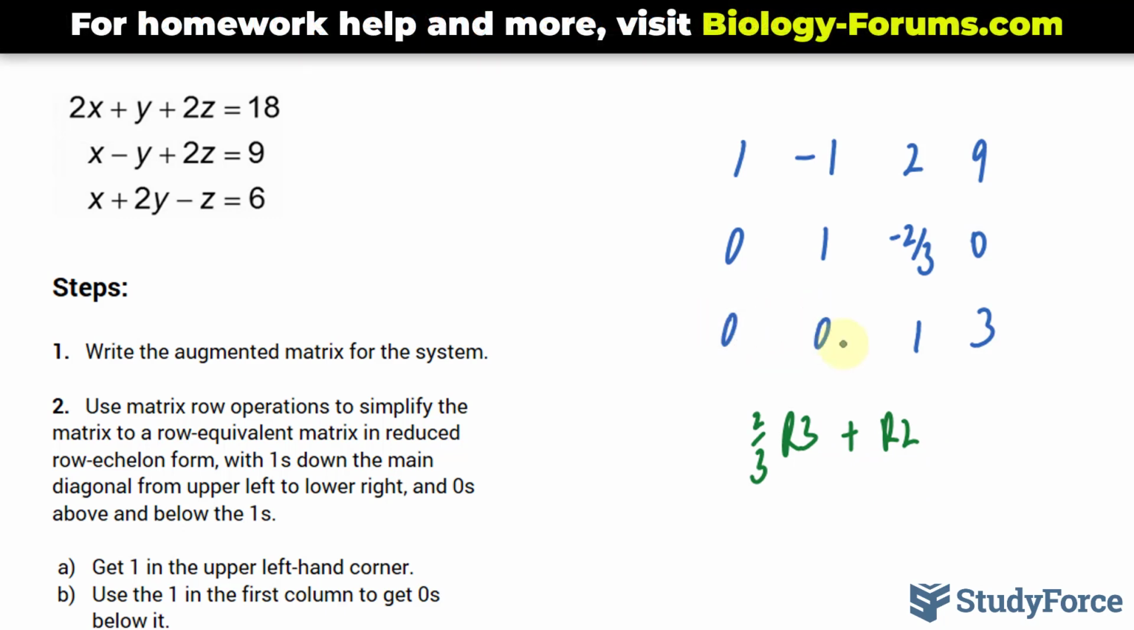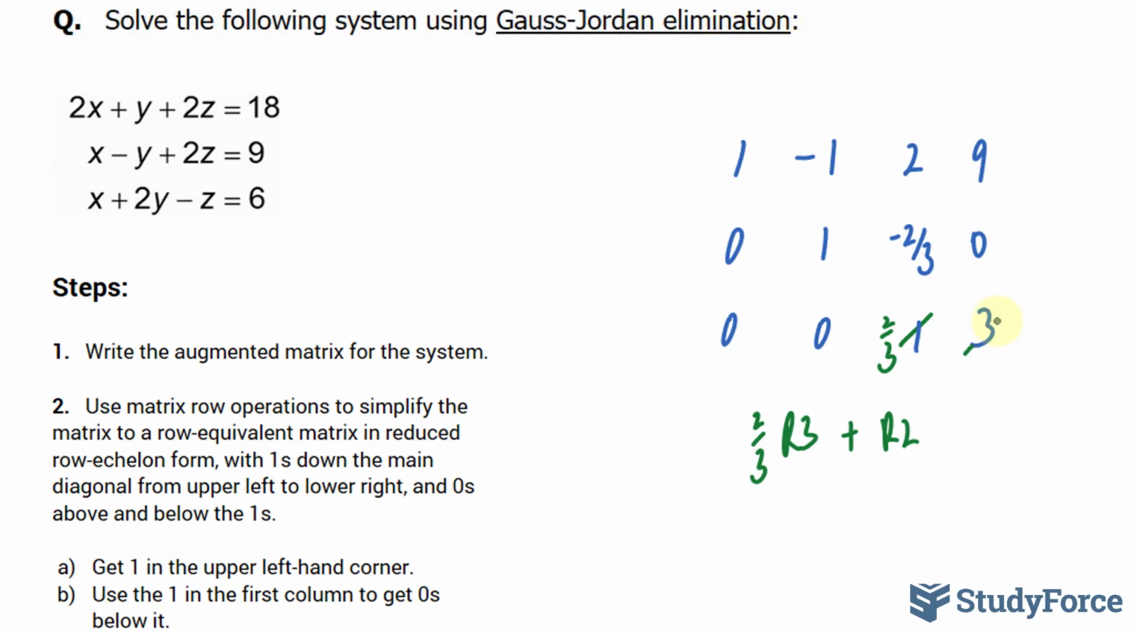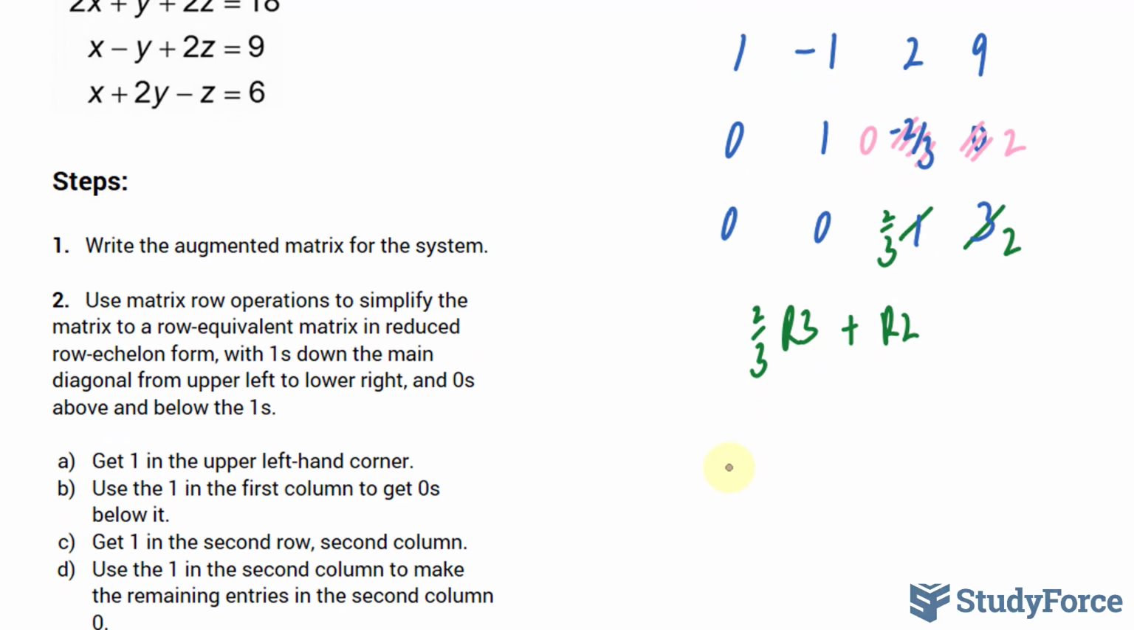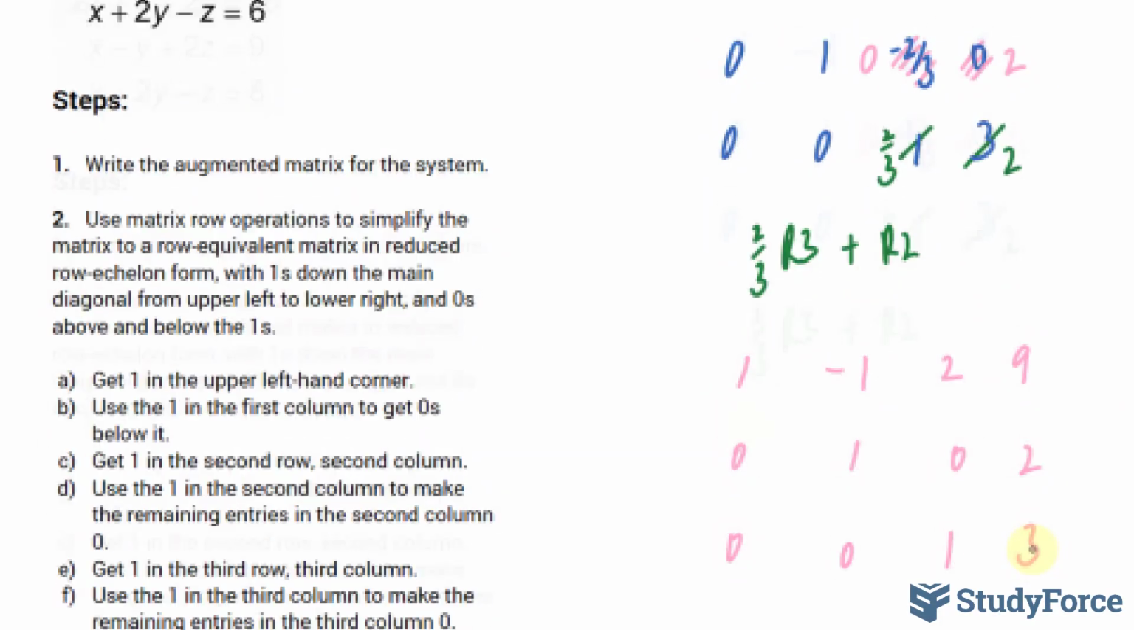Multiplying these two by 2 over 3 doesn't change it. This makes it 2 over 3, and over here we end up with 2. Now we will add 2 over 3 to negative 2 over 3. That makes this 0, and adding 2 to 0 makes this 2. So our brand new matrix should look like this, where row 1 and row 3 are unchanged.